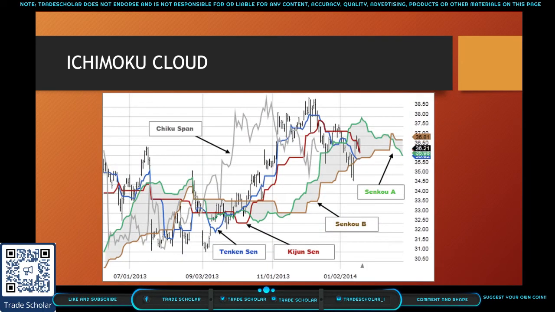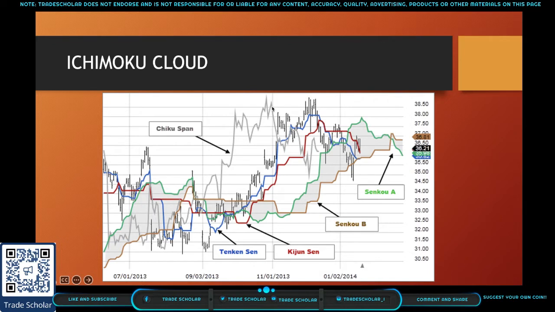Okay, so the Ichimoku Cloud has these parts. The blue line is called Tenkan-sen. The red line is called Kijun-sen. The cloud, which is the important part of the Ichimoku, has an upper line called Senkou Span A, and the lower part of the cloud, which is red or brown, is Senkou Span B. And then this one is the Chikou Span.